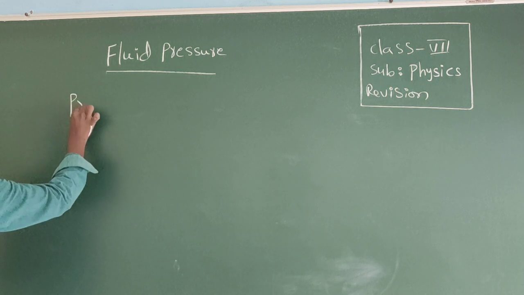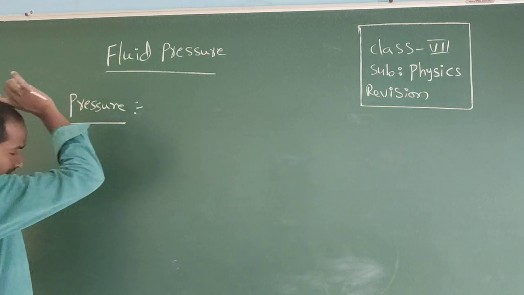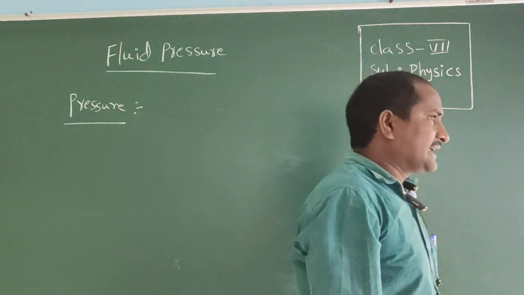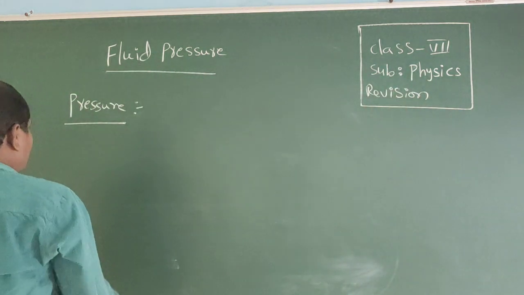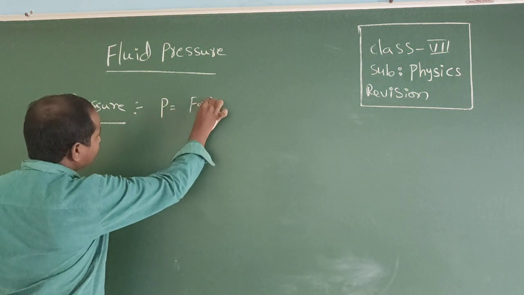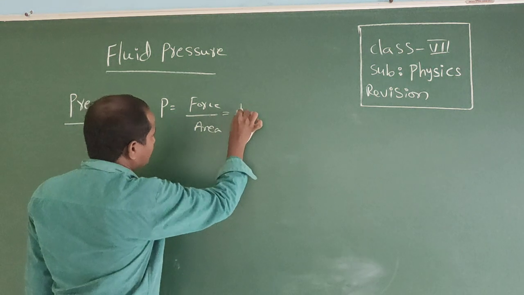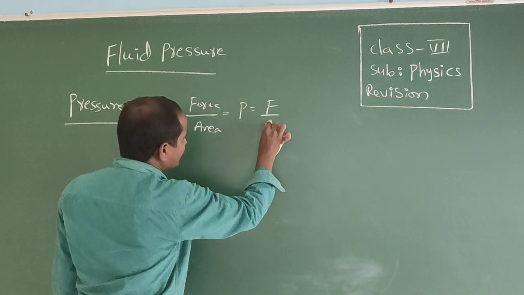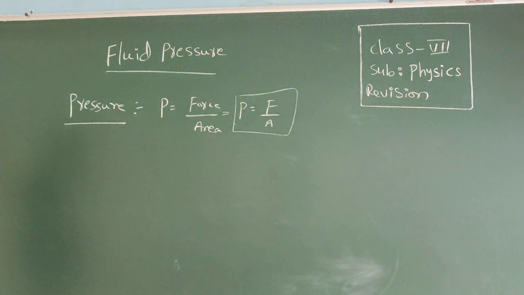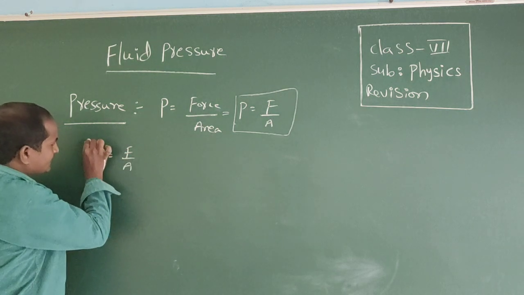First one, what is meant by pressure? The amount of force acting on one unit area of a surface is called pressure. Pressure is indicated with the letter P. P equal to force by area, so we can write P equal to F by A. It is the equation for pressure.